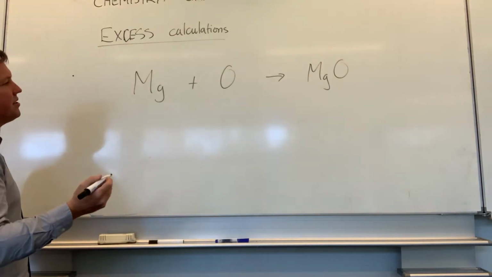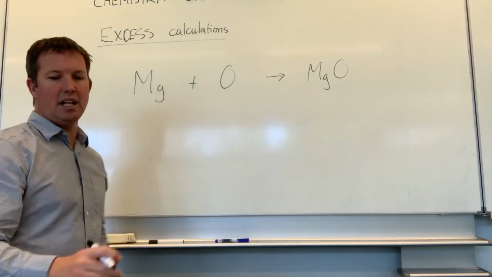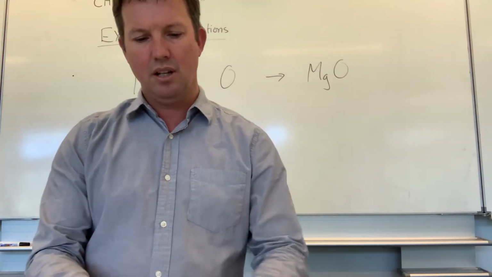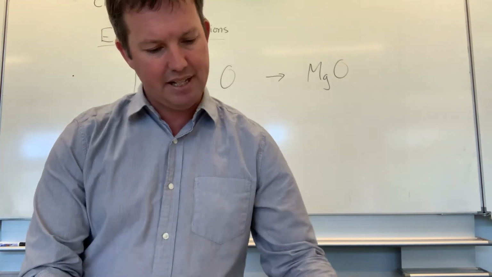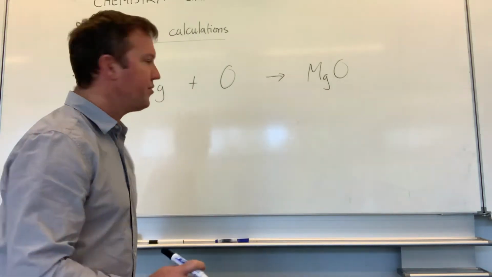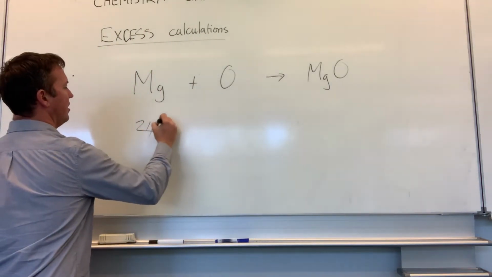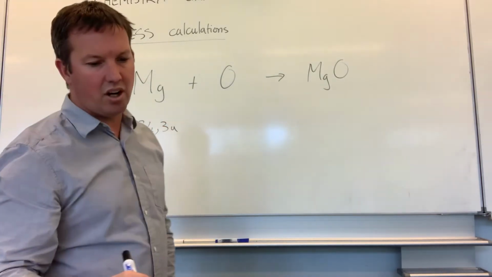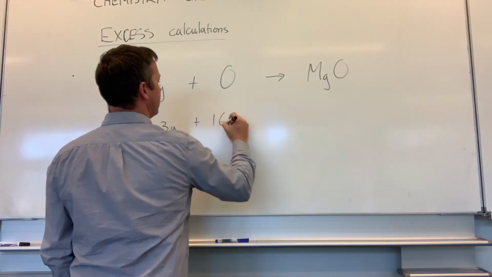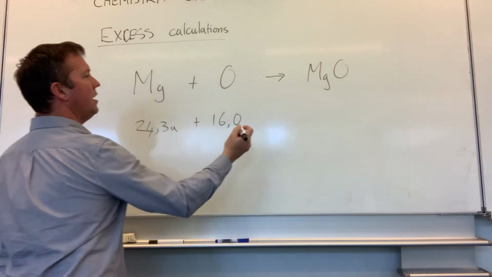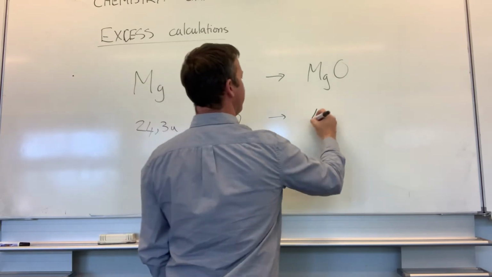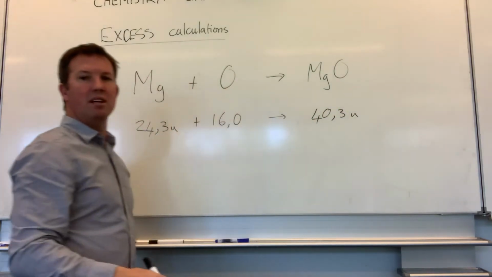Okay, so if this is our little equation, if we go into our periodic table in your book, I'm going to quickly look up the mass of magnesium. Magnesium is 24,3, and oxygen is 16. Then my mass in units would be the sum of those two together, and so you end up with 40,3 units. Okay, so that would be that.